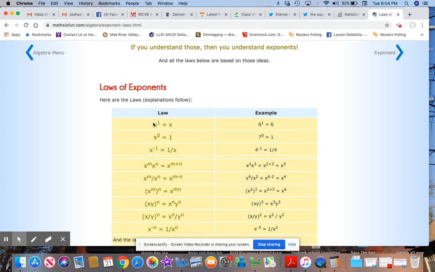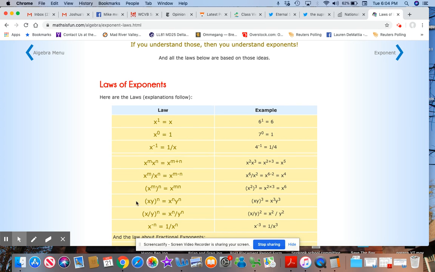So that's it. Here are the laws. X to the first is x. X to the 0 power is 1. X to the negative first is 1 over whatever x is. When you multiply numbers with exponents, you add the exponents. When you divide numbers with exponents with the same base, you subtract the exponents. When you have one exponent inside of another exponent, you multiply the two exponents. And that's pretty much it.